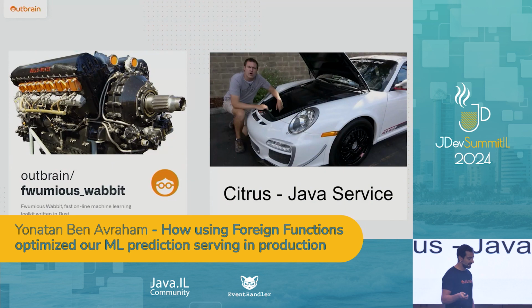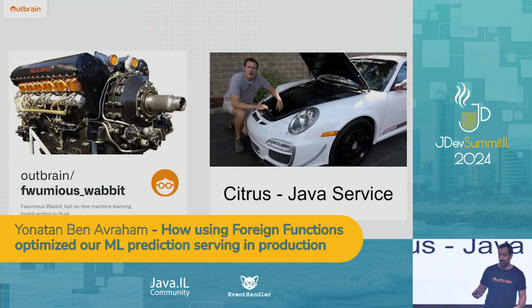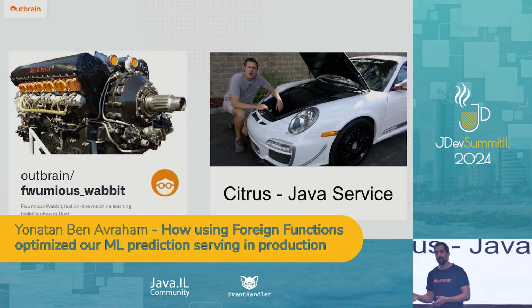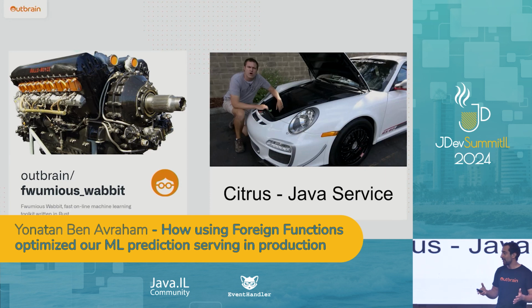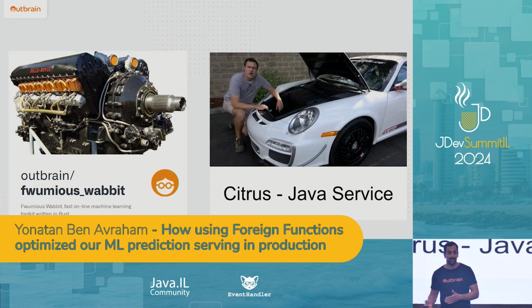And the fact that this engine was written in Rust posed a whole new problem for us in engineering, because all our microservices are written in Java, and Fwumious Wabbit is written in Rust. So now we have this amazing engine that, exactly like John Dodd, we can't fit into our current car.